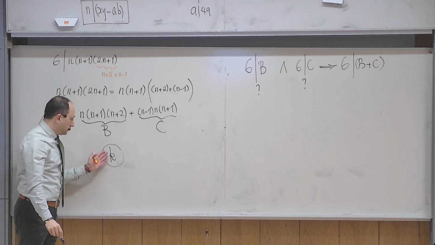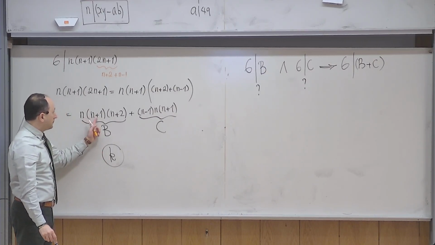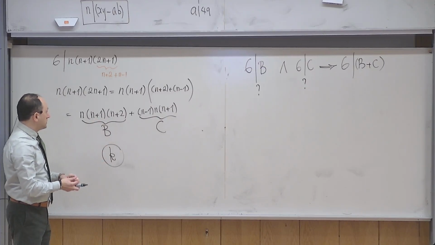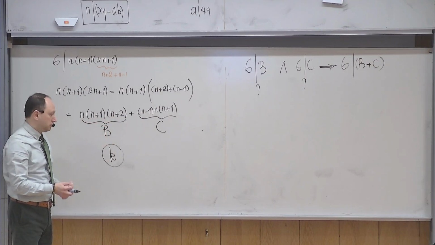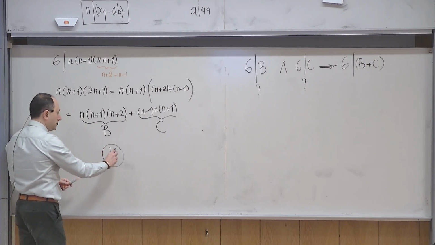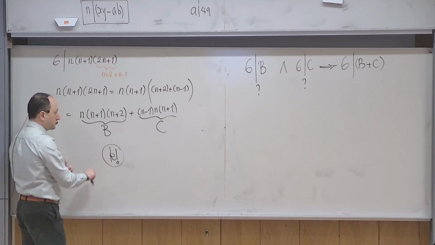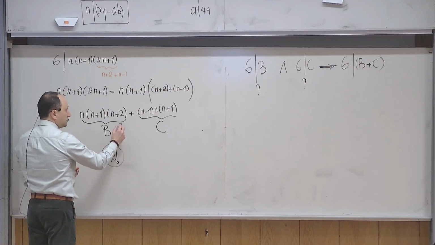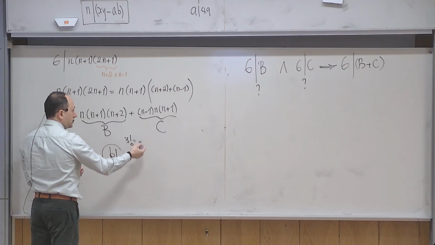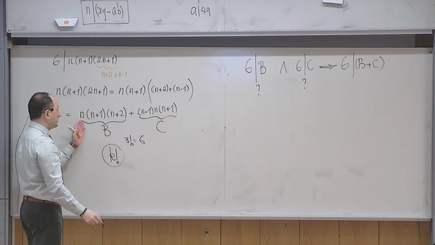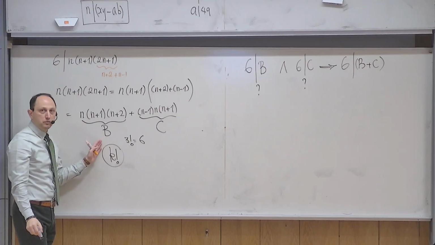But anyway, here I have 3 consecutive integers. You see, this is one more than this, and this is one more than this. So that's the product of 3 consecutive integers. So according to that theorem, it should be divisible by 3 factorial. But what is 3 factorial? 3 factorial is 3 times 2 times 1, which is 6. So it is guaranteed that B is divisible by 6.